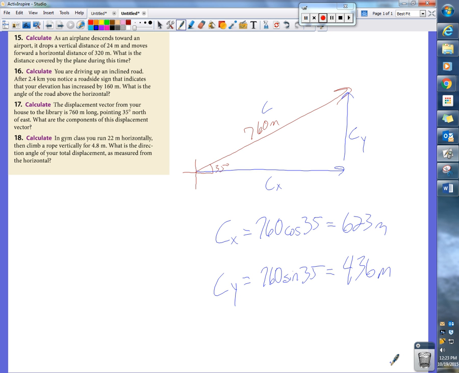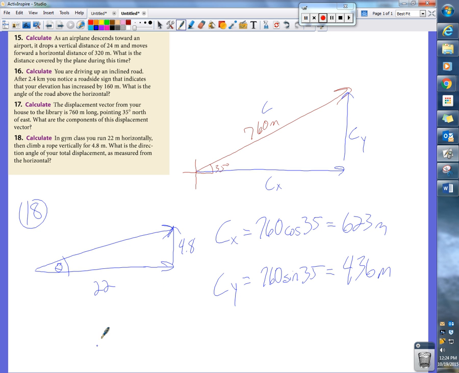Number 18 is pretty similar to the other two, so I don't think we really need to beat a dead horse too much with that problem. Just vertical and then run 22 meters horizontally. I'm not going to do all of 18, but 22 meters horizontally. Fun gym class activities. Then 4.8 meters upward. What is the direction angle of your total displacement as measured from the horizontal? So we just have 22 and 4.8, and for 18, all they want is the angle. They don't even want the full resultant. So your displacement vector would be drawn like so, and they'd want this angle.